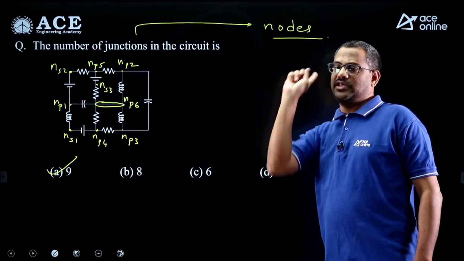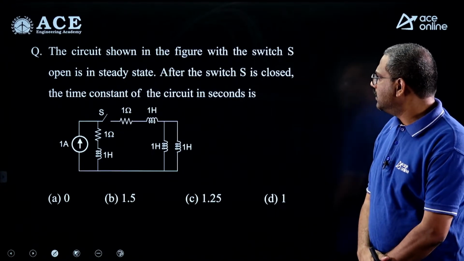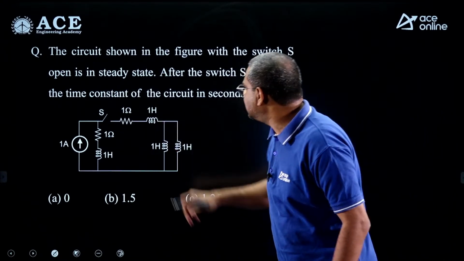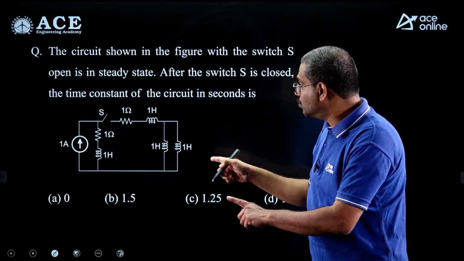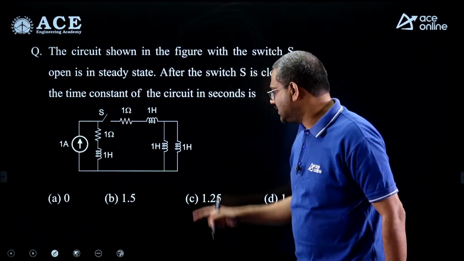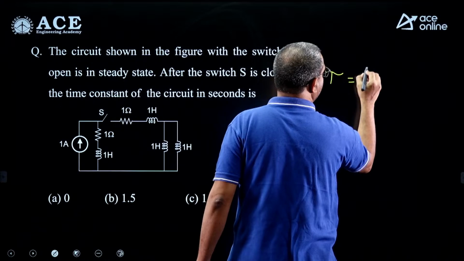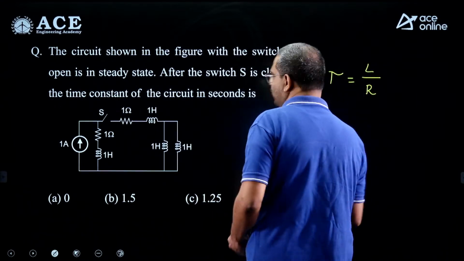3 simple, 6 principal. Then you see this, the circuit shown, the switch is open in steady state. After the switch is closed, determine the time constant. Now first of all, this is an RL circuit. Yes, this is an RL circuit. Now in an RL circuit, the time constant is L equivalent by R equivalent. Tau is L by R.